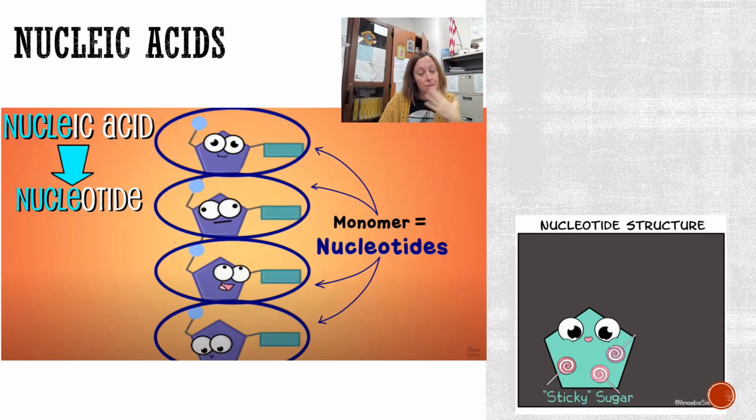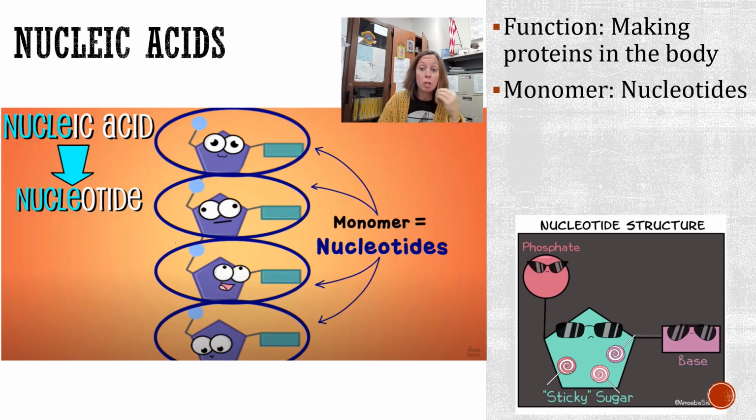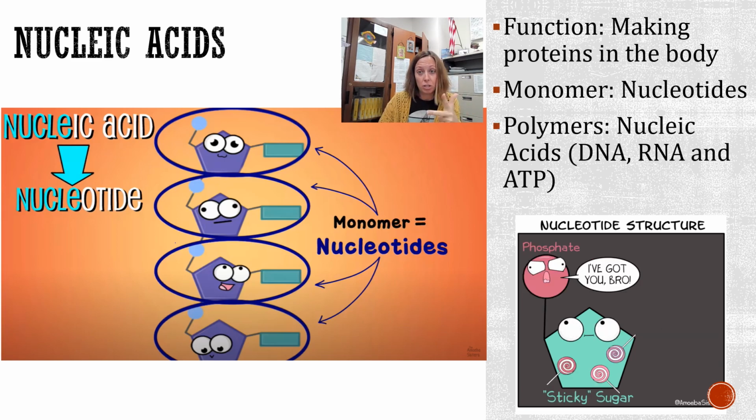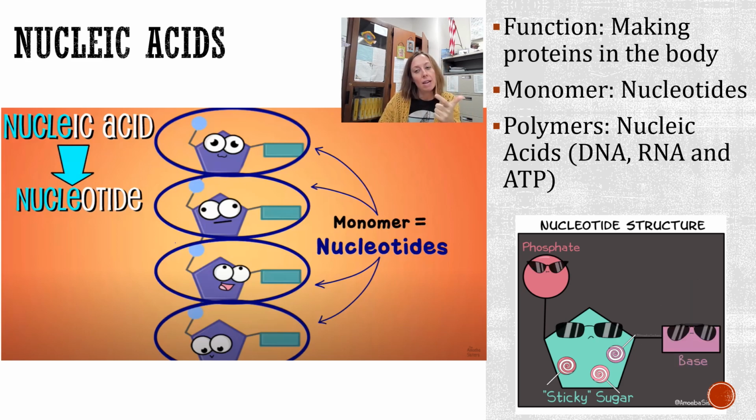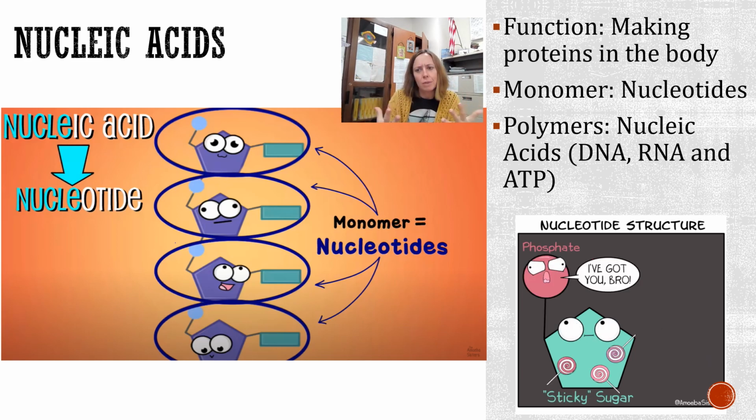Next, nucleic acids. We did these way earlier also. Nucleic acid function is to make proteins in the body. The monomer is a nucleotide. Those are the smaller parts. We talked about the nucleotide having the sugar, the phosphate, and the nitrogenous base. The polymers are the nucleic acids, DNA, RNA, and now we're adding ATP. That's a new one. We're going to use that next week. So we're going to take all this stuff in, and that's what we're going to do with it.